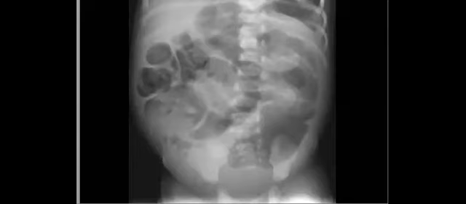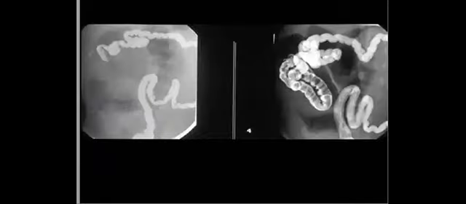Which one would you choose? Do you need anything to help you? Barium enema, perfect. So you need this one. Then now your differential will be much easier to narrow down, right?